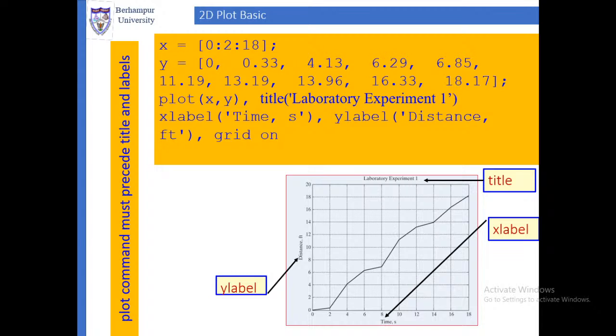So you can write plot xy, then xlabel time s, ylabel distance ft, then title, then grid on. These things you can do, but plot has to be first. So unless there is plot, it will not understand what is xlabel, what is ylabel, what is title. Matlab will not understand.